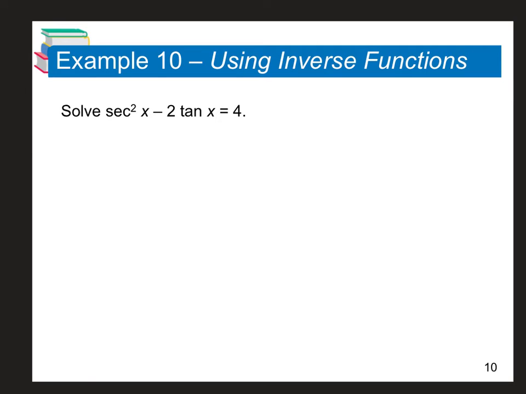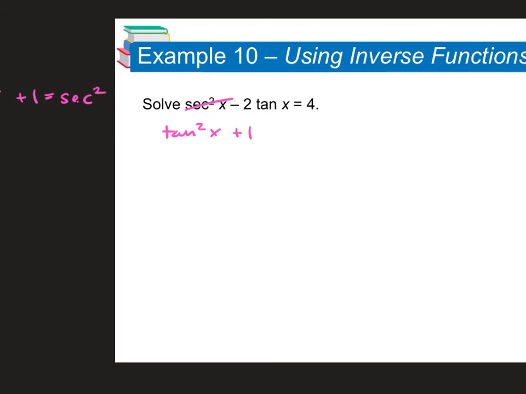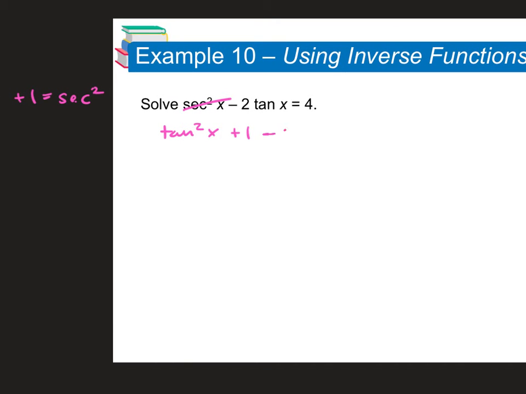We have a secant squared, so we have a trig identity that says tangent squared plus 1 is equal to secant squared. So we can change secant squared to tangent squared plus 1. So we have tangent squared plus 1 minus 2 tangent x is equal to 4. What should we do next?